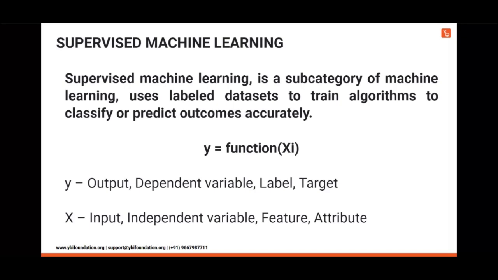If that is available, along with the features, or input variables, independent variables or attributes, and we try to predict or estimate the output as some function of the input, then we are dealing with supervised machine learning and a supervised machine learning algorithm. So here both the output and the input are available.